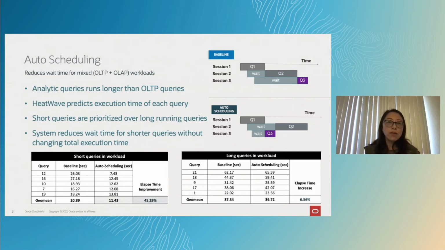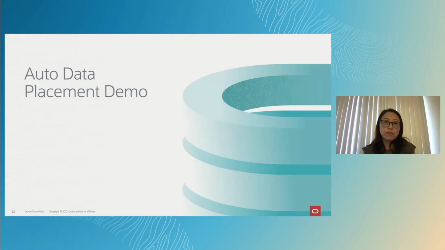And you can see in the bottom two tables there, with a mix of long queries and short queries, the elapsed time for the short queries has improved about 45%, and the impact on the elapsed time for the long queries is actually only 6%. So with these, the overall performance of the whole system across all the queries is improved.